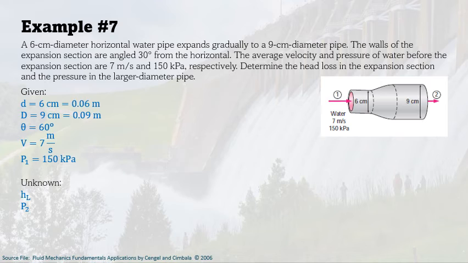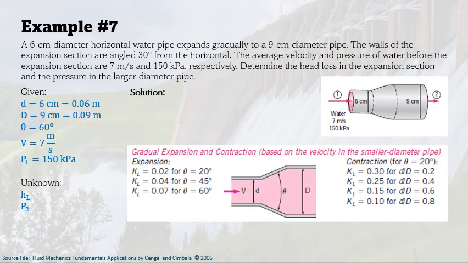So we listed here the different knowns, or the given, and also the unknown. We number the inlet to be 1 and the outlet to be 2, or the larger portion to be 2 and the smaller portion to be 1. Based on our chart, based on gradual expansion and contraction, we can get the value of KL. If you are going to examine, our problem states that the expansion sections are angled 30 degrees from the horizontal. So this represents this angle here with respect to the horizontal. And since we have 2, if we sum that up, then the total theta would be 60 degrees. That's why we have here a theta of 60 degrees. So if the theta is 60 degrees, the value of the friction coefficient KL would be 0.07. So we will use that value in order to get the first unknown, which is the head loss.